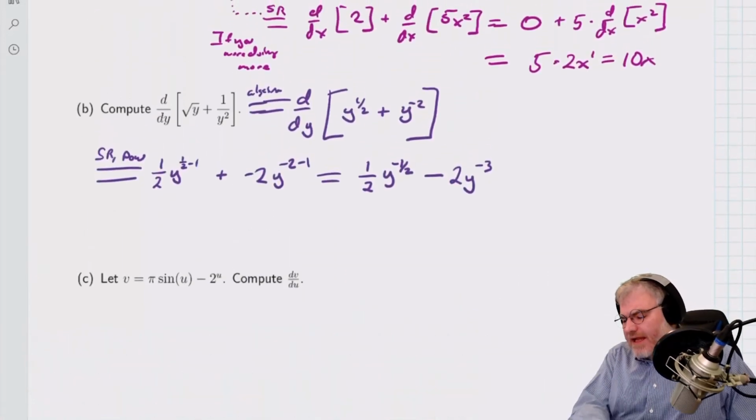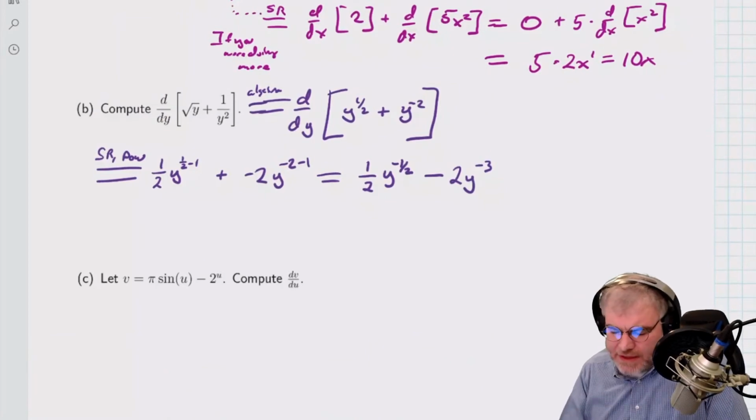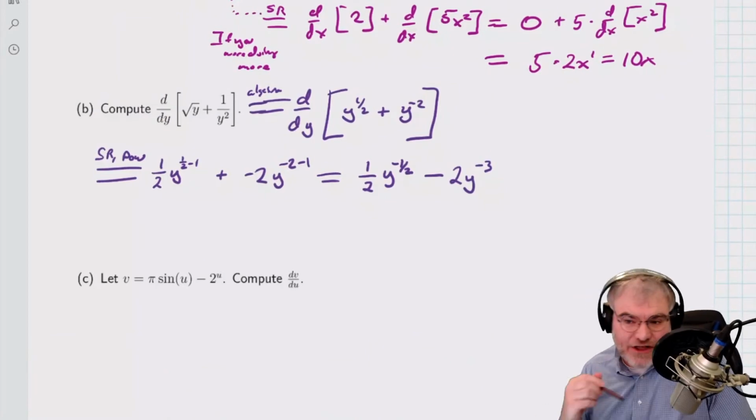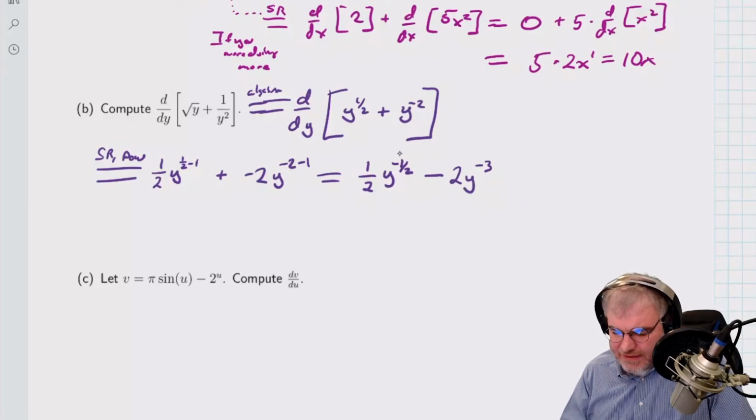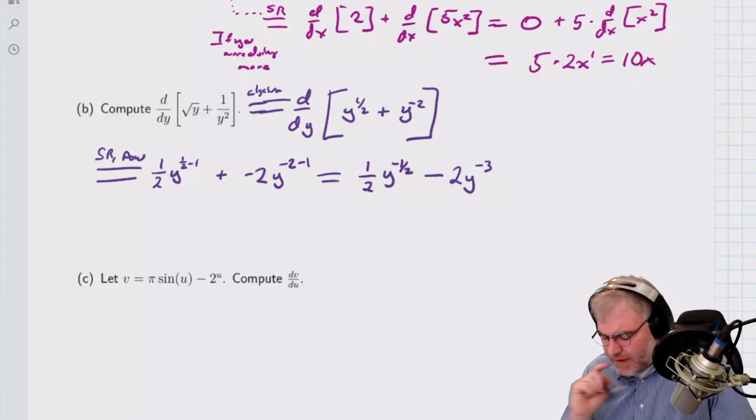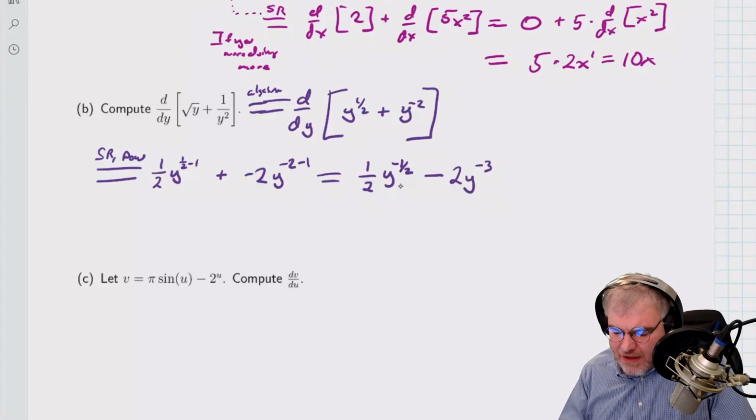I'm not doing this because I want to communicate. I should, but that's not why I'm doing this. I'm doing this for me to keep track. If you had gone from here to here, I would have been happy. You could have skipped this and gone from here to here. I would have been okay with that. I would have wanted this as a separate step. You can't go from here to here. You need something here to say what you're converting this to for the power rule. But you could have gone from here to here.